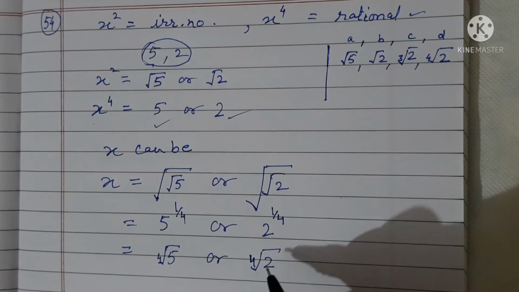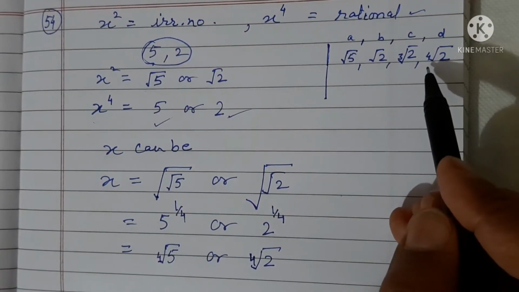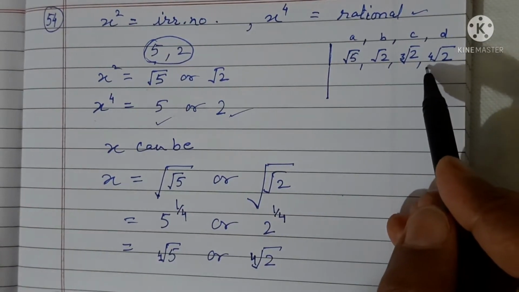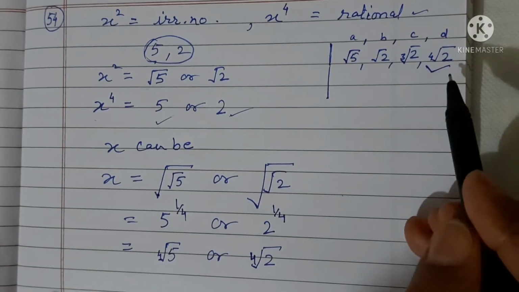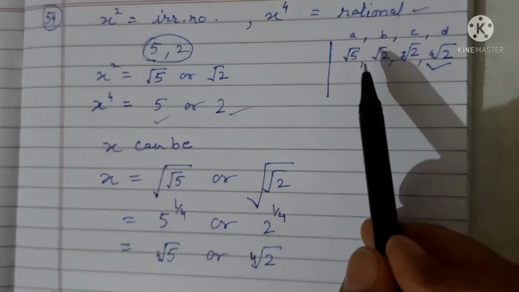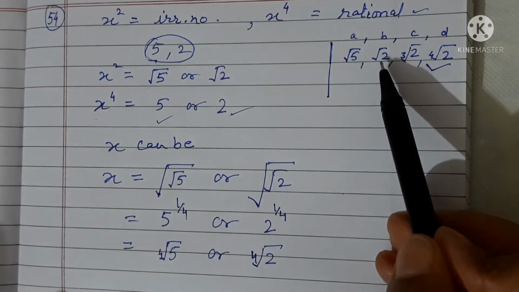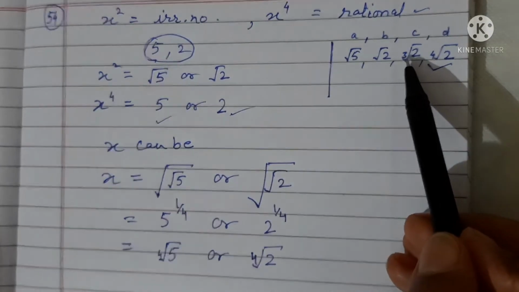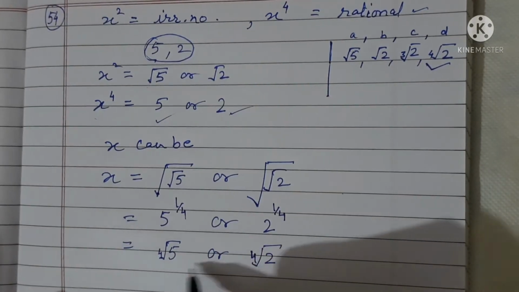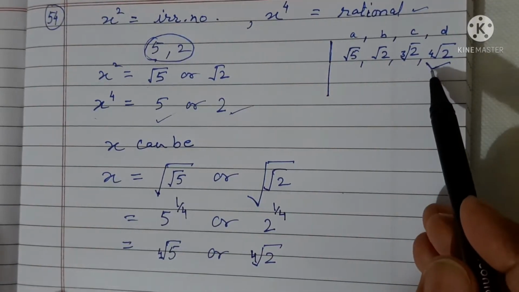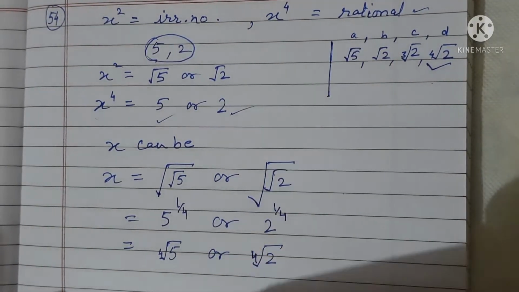So see the options, option D is correct, fourth root of this is correct, because here this is under root 5, this is under root 2, this is cube root, so this fits the option D. This is the method.